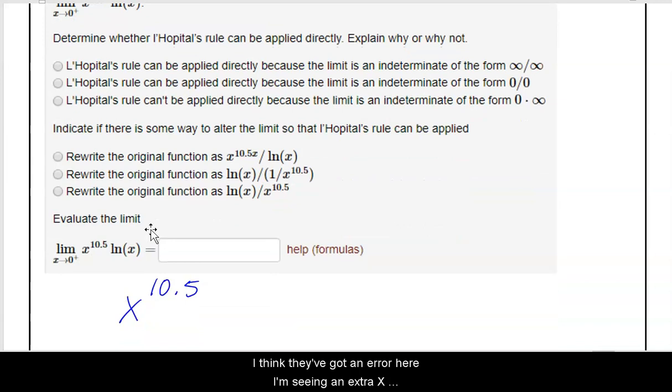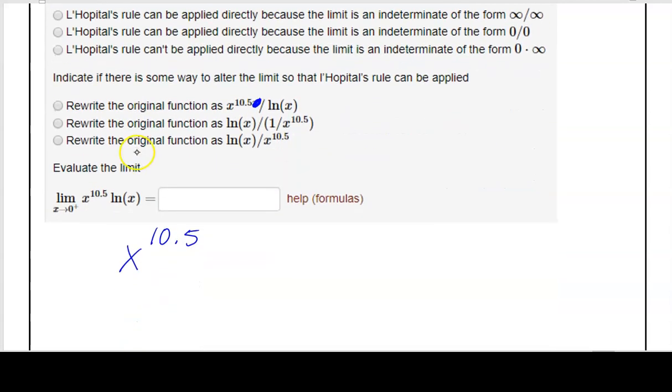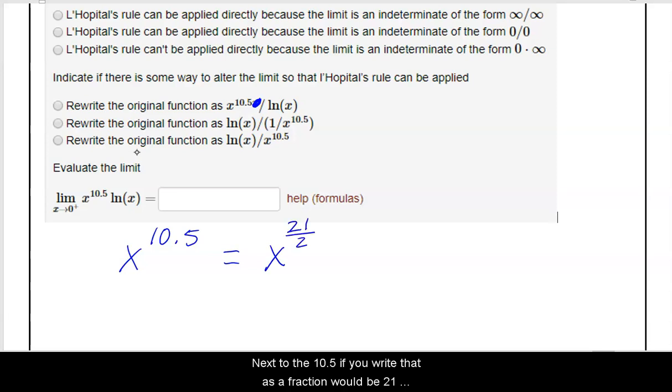I think they've got an error here. I'm seeing an extra x here in the center. Do you see that right there? Yeah, that's not supposed to be there. It's just x to the 10.5. X to the 10.5, if you write that as a fraction, would be 21 over 2, which basically means you have the square root of x to the 21st power, just so you understand the relationship.